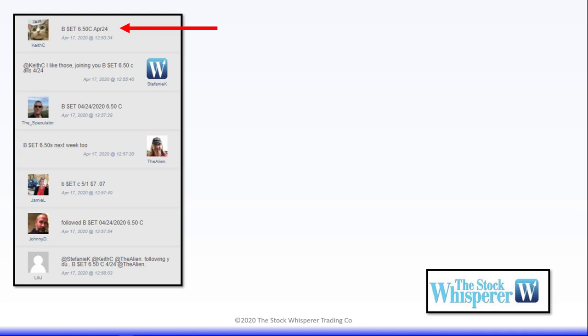I didn't have time to post everybody's. There are so many trades we took on this. But I just wanted to capture mine, and I captured quite a few of the traders in the room, but not all of them. There were just hundreds, okay? So Keith bought the 650 calls April 24th. You can see he went out a week, and he went about 50 cents out of the money, a little bit less. And this is what I taught him to do.